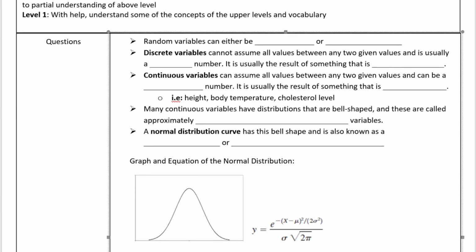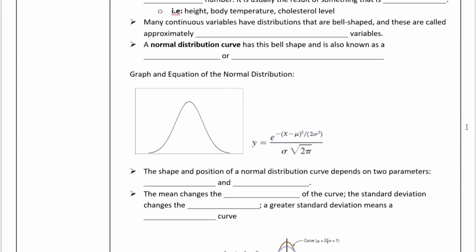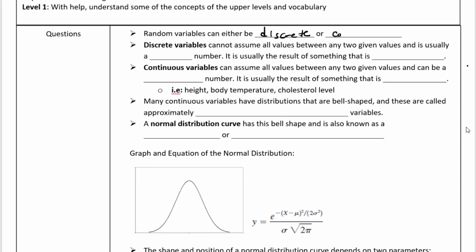So let's recall the definition of a random variable. A random variable is a variable that can take on different values, and it's based off of chance. Random variables can take on whole numbers or decimal numbers, right? So they can be discrete or they can be continuous.